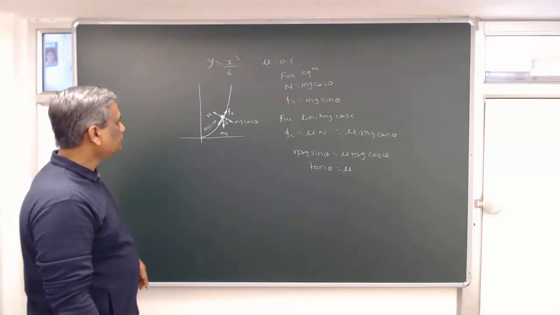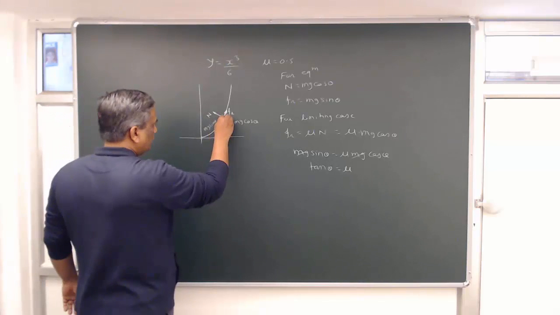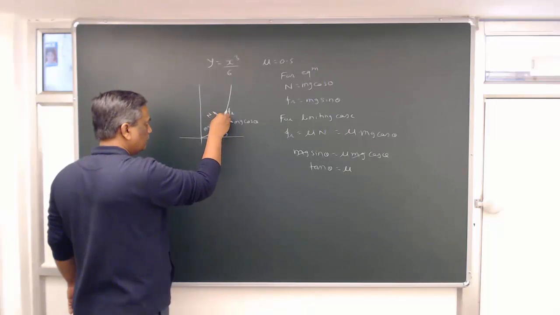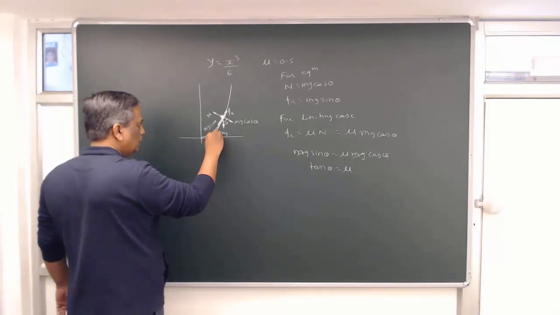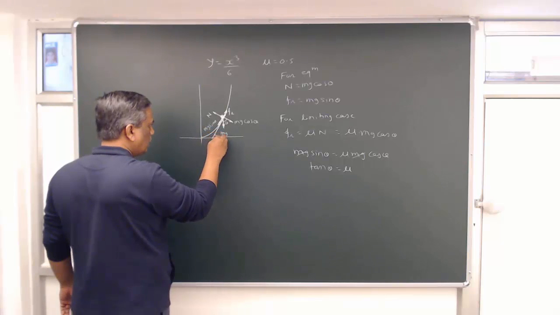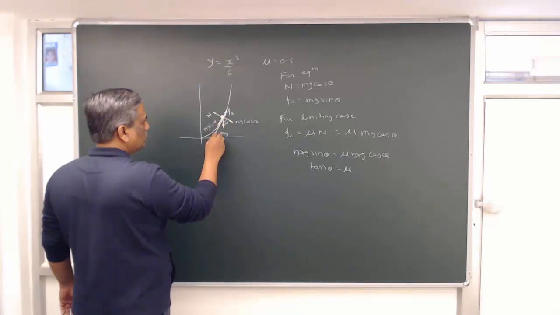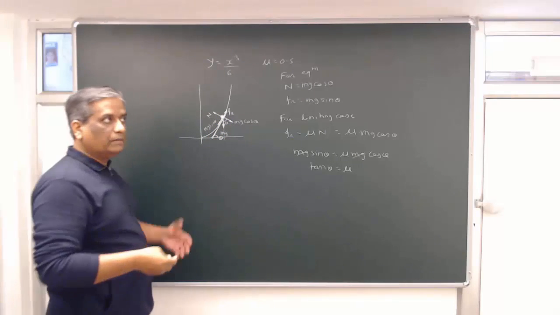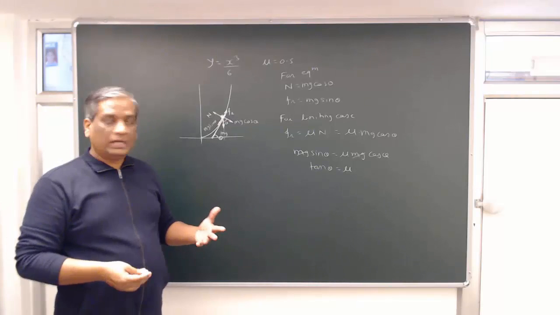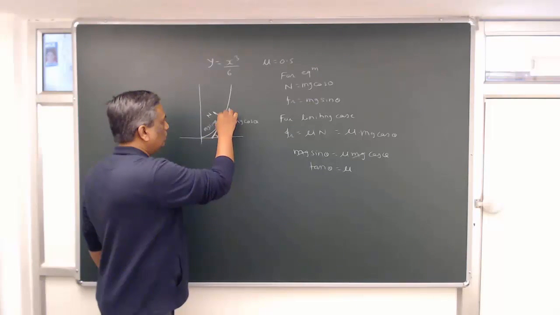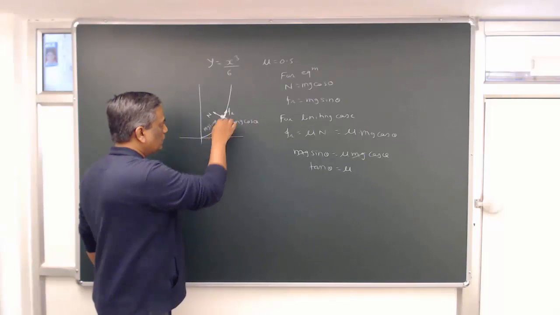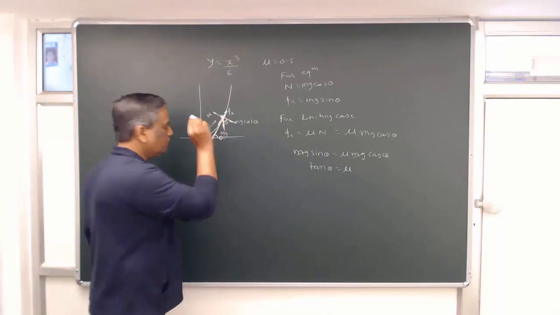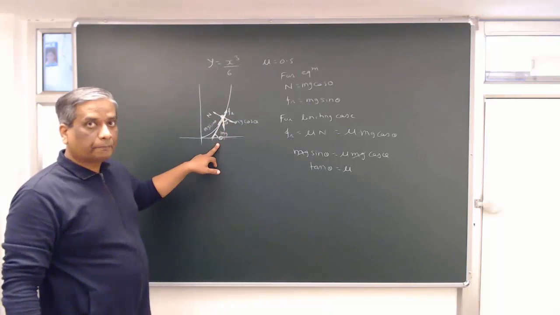Now at this point, if I draw a tangent, understand this very carefully, if I draw a tangent, even this angle is going to be theta, right? Why? Because of the theorem that the angle between two lines is equal to the angle between their perpendiculars. So to this line this is perpendicular, and to this line this is perpendicular. So the angle between these two should be equal to the angle between these two. So this is theta, right?